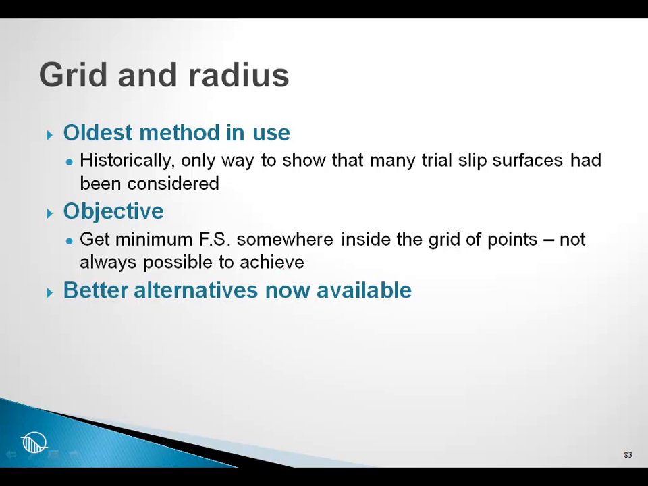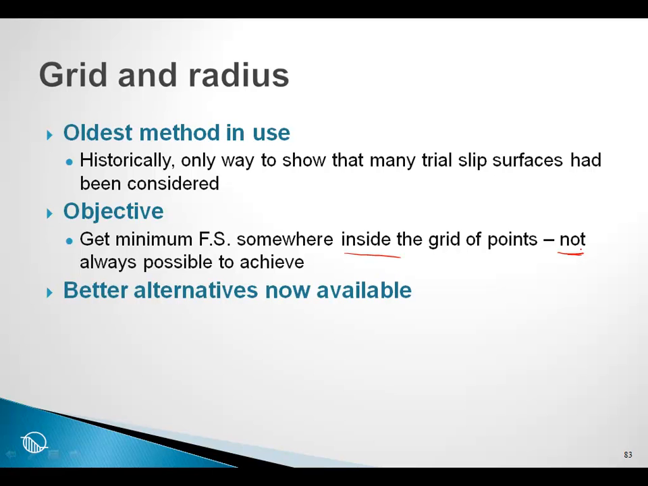There are many different ways in SLOPE/W to define trial slip surfaces. The oldest method is what we call grid and radius. It is the oldest one because that is how slope stability analysis first started. Historically, it was the only way to show that many trial slip surfaces had been considered. And as you all know, the objective was to try and get a minimum factor of safety somewhere inside the grid of points. Unfortunately, this is not always possible to achieve.